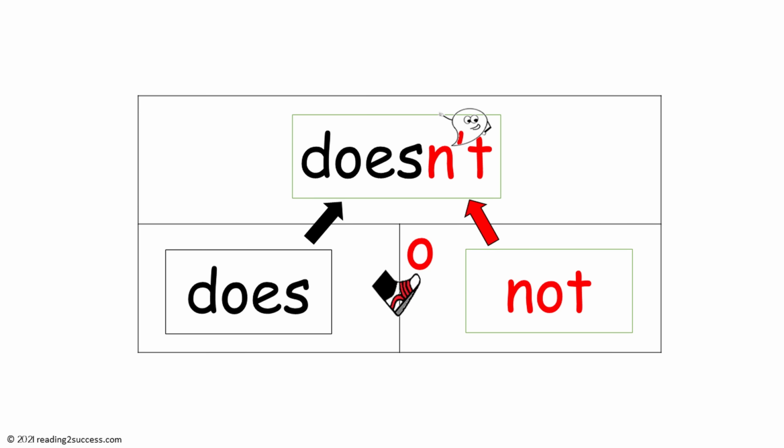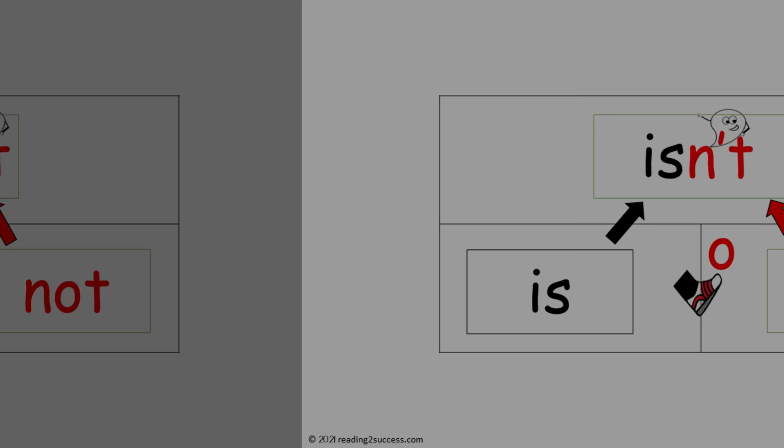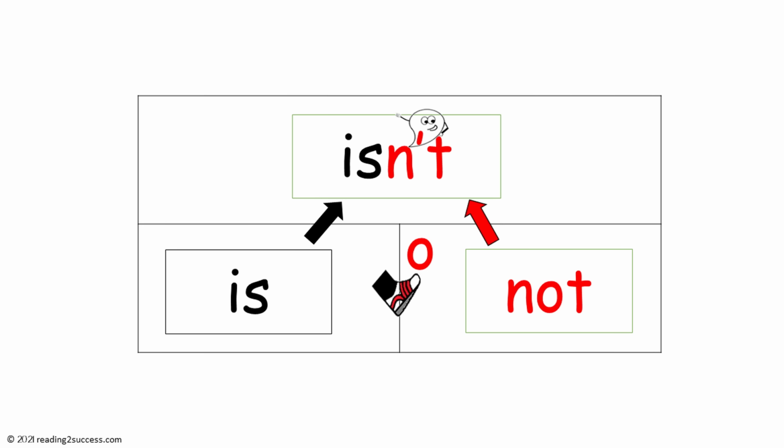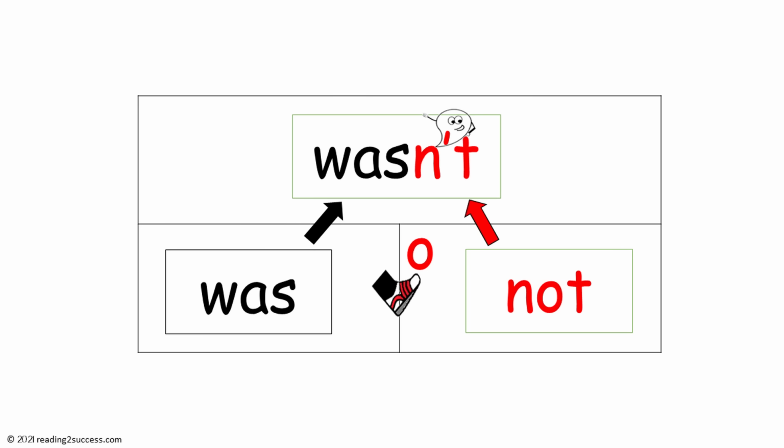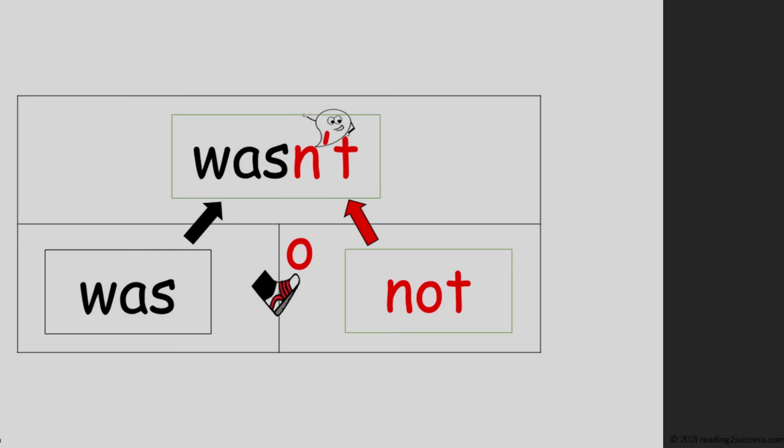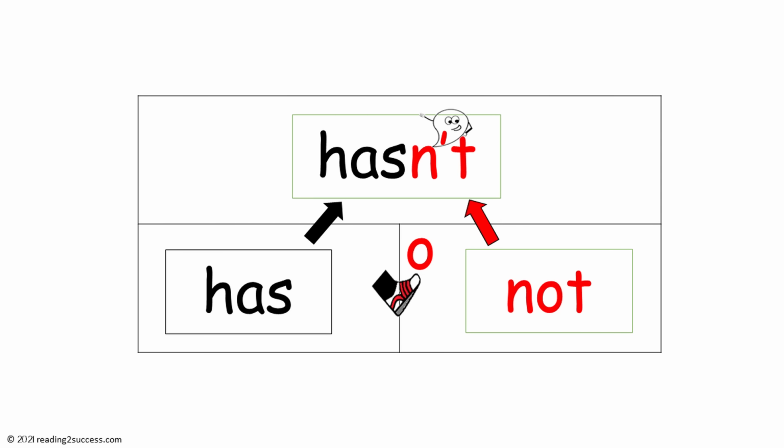Put does and not together, toss out O, and we have the contraction doesn't. Put is and not together, toss out O, and we have the contraction isn't. Put was and not together, toss out O, and we have the contraction wasn't. Put has and not together, toss out O, and we have the contraction hasn't.